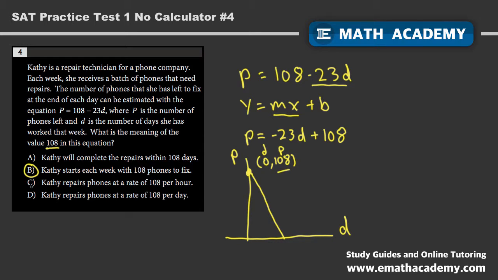Let's just check to see what they say for C and D. C, Kathy repairs phones at a rate of 108 per hour. D, Kathy repairs phones at a rate of 108 per day. So we found that the rate that she's repairing phones is actually 23 per day. So we know that neither of those are going to work. And again, this 108 is telling us that at the beginning of the week, there are 108 phones left to fix.